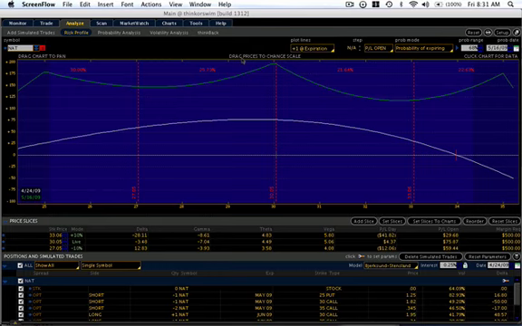This is live market that we're looking at on a risk graph. You'll see that there's not a lot of movement right now, and it's because the particular stock we're looking at is pretty calm.